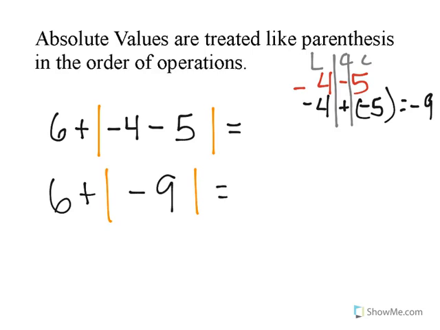Okay? From here, we just continue like always. 6 plus the absolute value of negative 9. Well, we have to figure out what the absolute value of negative 9 is now. So what's the distance between negative 9 and 0? It's 9. That leaves us with 6 plus 9, which is 15. So 6 plus the absolute value of negative 4 minus 5 is 15.